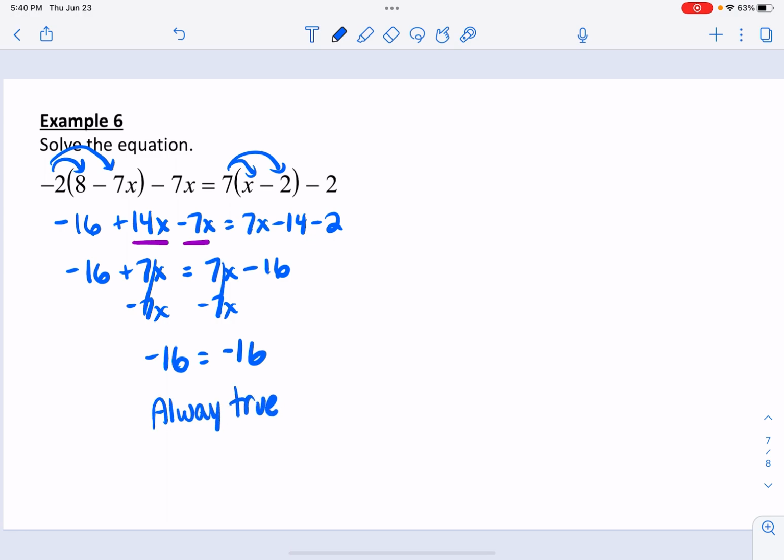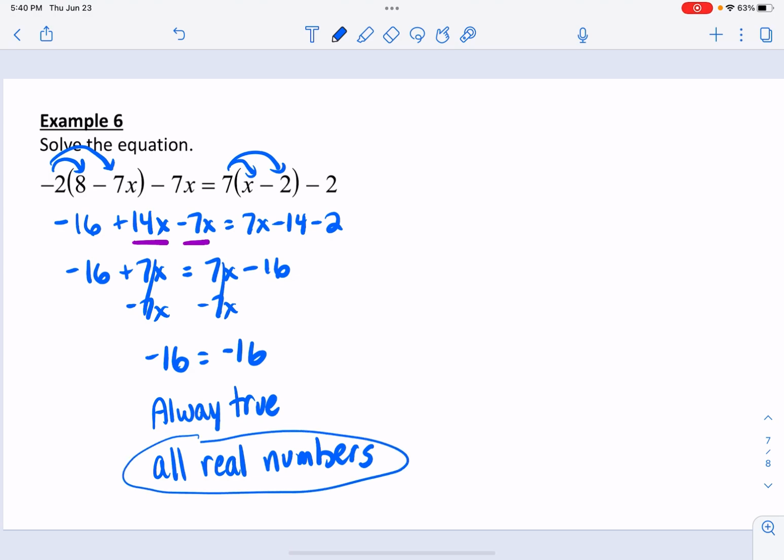So what does that mean? That means all real numbers. No matter what number I plug in there, I'm going to get a true solution. So this is my answer to this. If you get an equation where you get like the same number equals the same number, that's always true. So that's why our answer is all real numbers.